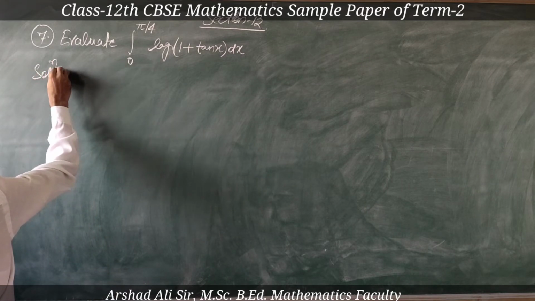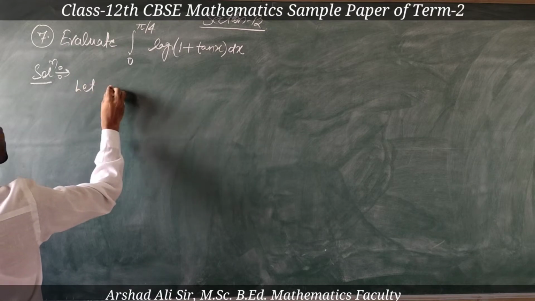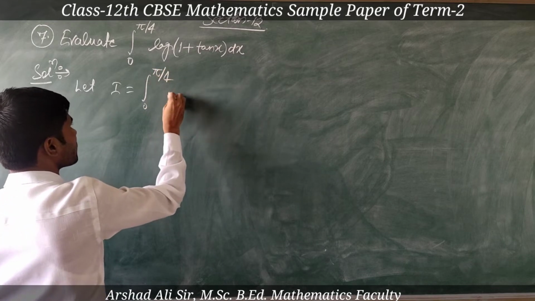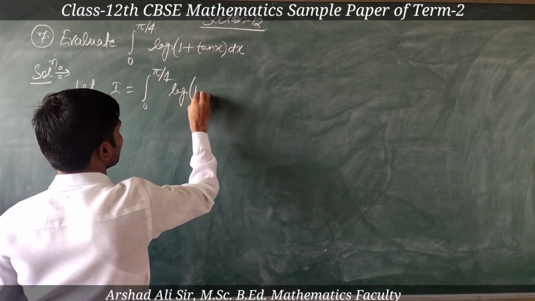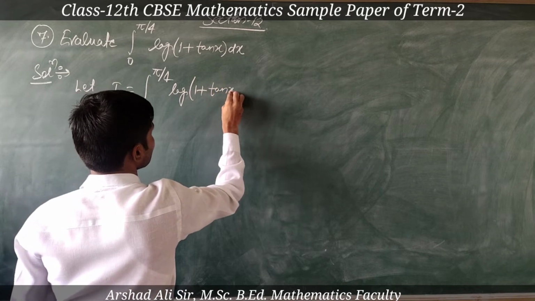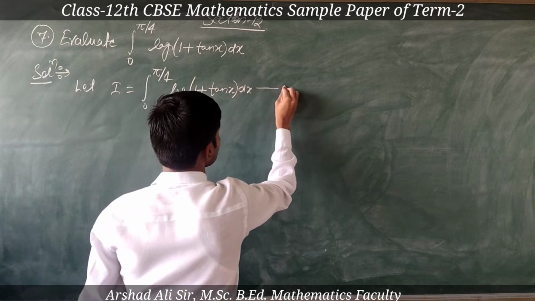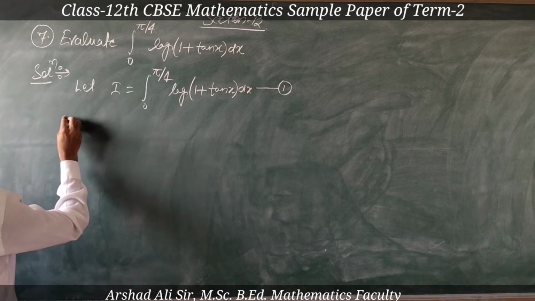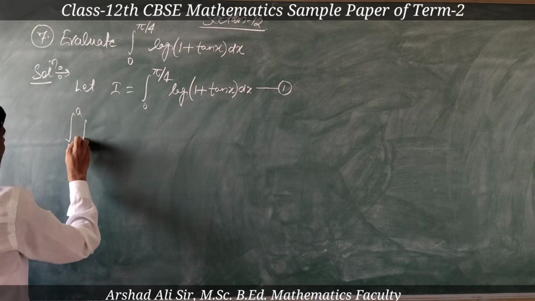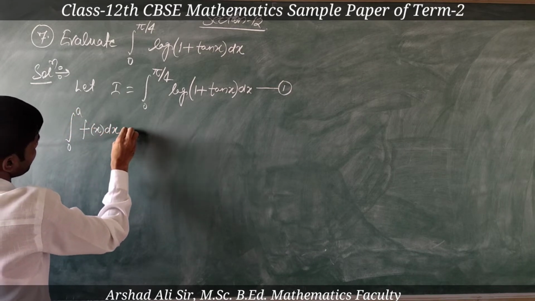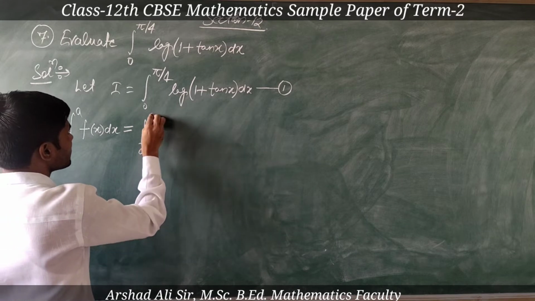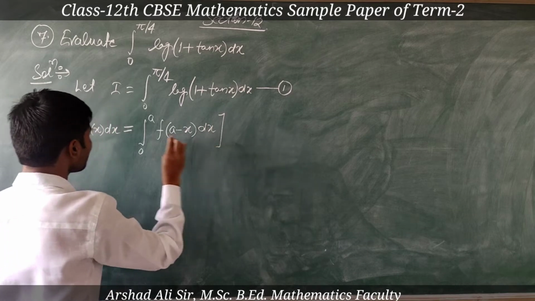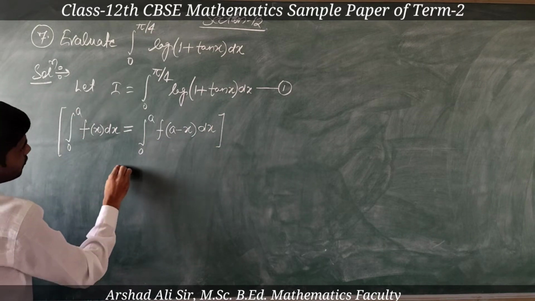Solution. Let I is equal to limit 0 to pi by 4 logarithmic 1 plus tan x dx. It is equation number 1. But we know there is an important property, limit 0 to a f x dx is equal to, we can write limit 0 to a f of a minus x dx. So we can apply this property.